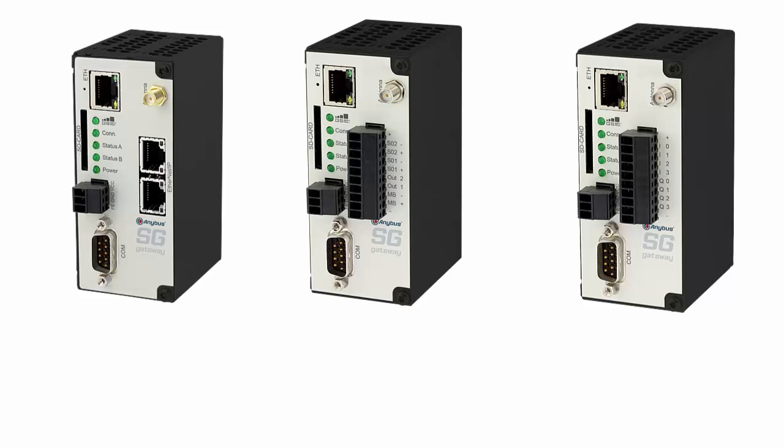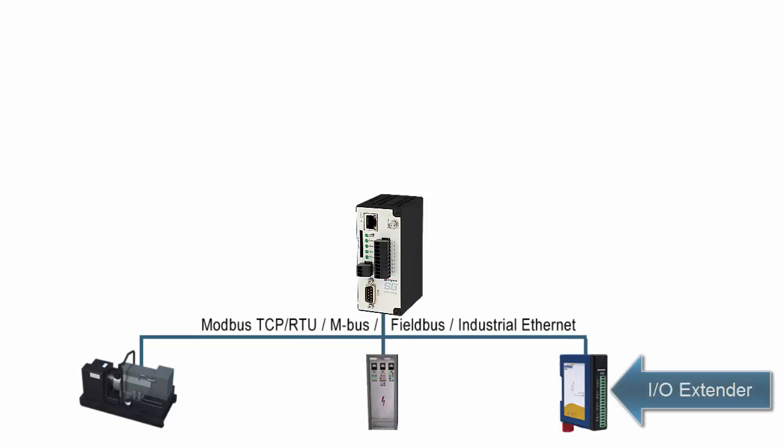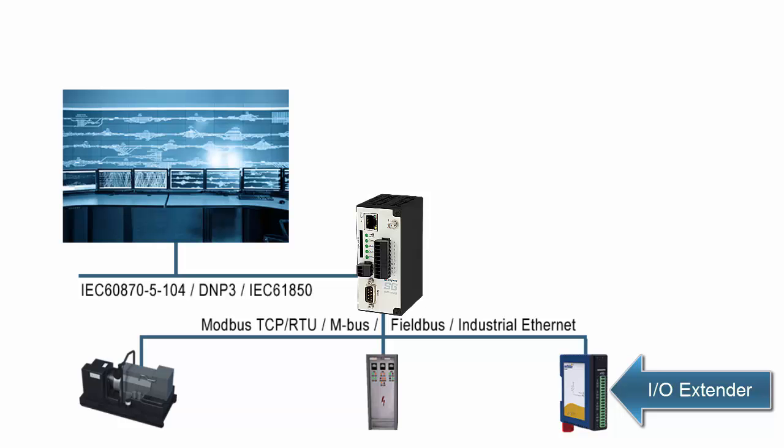In this scenario, we're using the I/O version of the SG gateway to connect a Modbus RTU slave called I/O extender to a power grid control room using IEC-60870-5-104. So let's have a look at how it works.